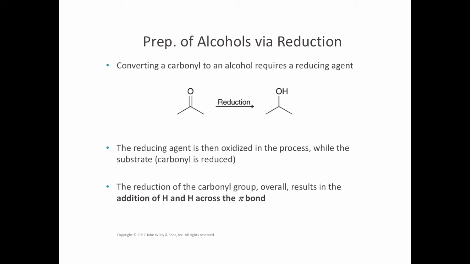So converting a carbonyl to an alcohol requires a reducing agent. That's something that facilitates a reduction. If something's reduced, then something must always be oxidized. The 2 go hand in hand. So in this type of reaction, whatever the agent is, it is oxidized in the process.